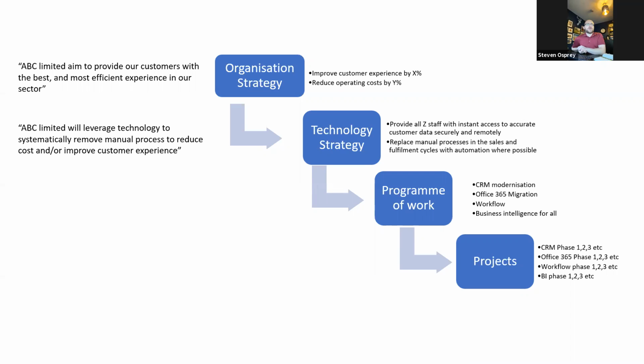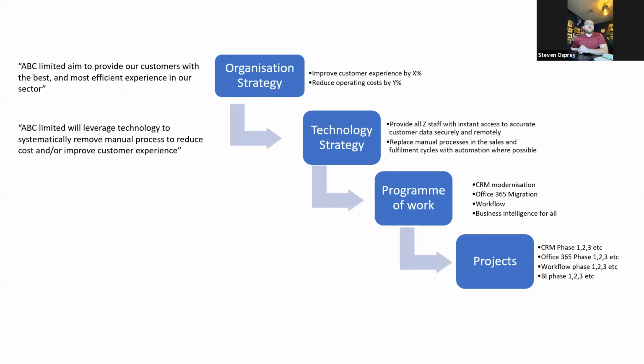So how strong is that? We typically would like to see some kind of statement or mission statement. So this example here I've got is ABC Limited. They aim to provide our customers with the best and most efficient experience in our sector. So, okay, that's fine, but we would look to have some kind of measurable objectives against that strategy. So usually we find in mature strategies, they would have broken that down, for example, into these two areas. Improve customer experience by X%, reduce operating costs by Y%, something measurable that we can achieve.